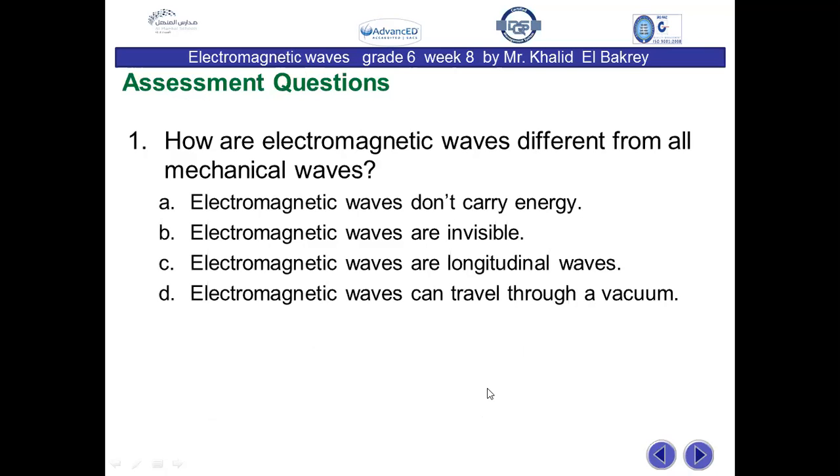Okay, this is a little assessment. Question number 1. How are electromagnetic waves different from all mechanical waves? Who can answer? Let's say your name first. Abdullah. Okay, he can answer it. How are electromagnetic waves different from all mechanical waves? So the answer is? C. No, D. It's D. Electromagnetic waves can travel through a vacuum. Yes, as we said in the beginning.